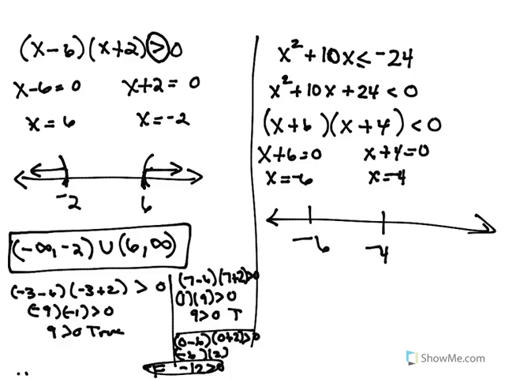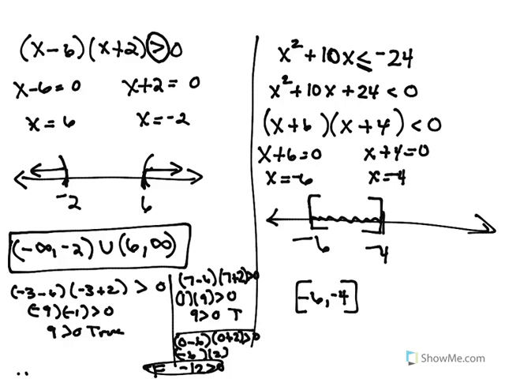So let's make it a less than or equal to just to force you to remember that or equal to means you use brackets. Okay, so I shade in between. So my solution is negative 6 to negative 4. Remember, it's smallest to largest.